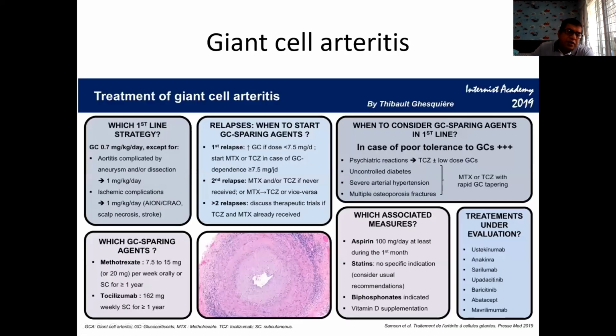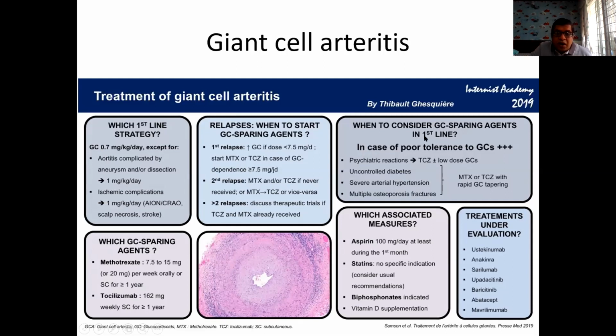And as far as treatment is concerned, the drug of choice is steroids. The dose is 0.7 milligram per kilogram. If the disease is more severe, like the patient has an aneurysm or ischemic complication, then the dose is 1 milligram per kilogram. The steroid sparing agents used here are not azathioprine like we use in other disorders like polymyositis or myasthenia. The agent that is used is either methotrexate or tocilizumab, the drug which has become famous in the COVID era. And if there are relapses, then you can switch the patient either to methotrexate or to tocilizumab, or maybe between these two, depending on the patient.